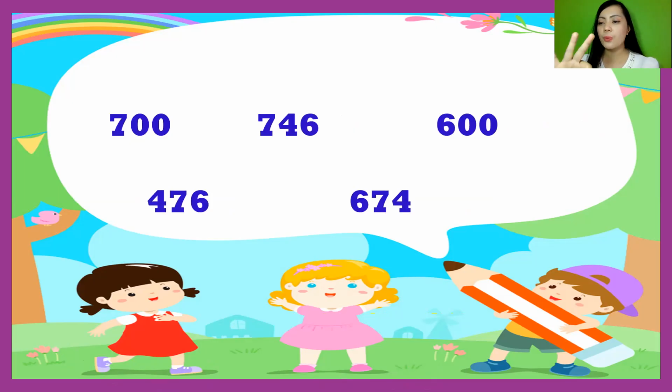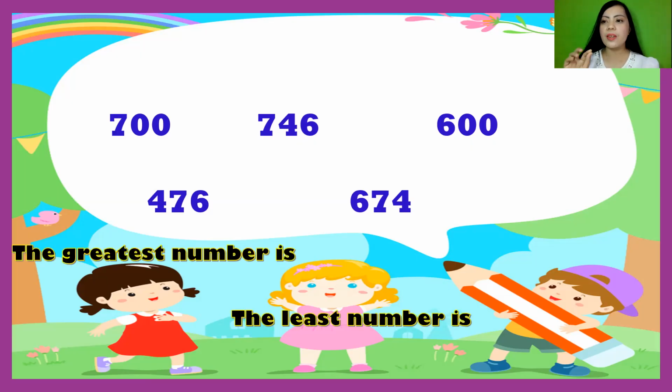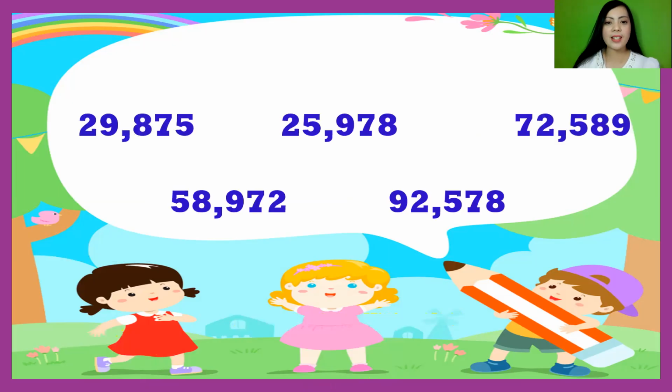Right, let's go to the next number. Oh, very easy. 3-digit numbers only. 700, 746, 600, 476, 674. Very easy. What do you think is the greatest number? What do you think is the least number? The greatest number is 746. The least number is 476. Okay, very easy.